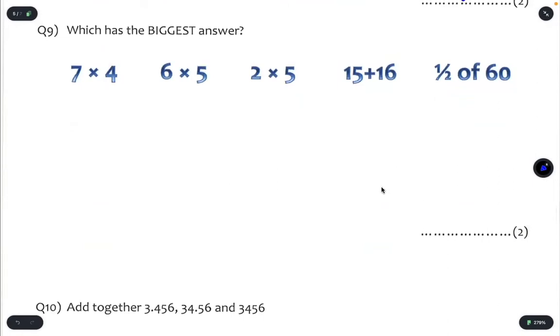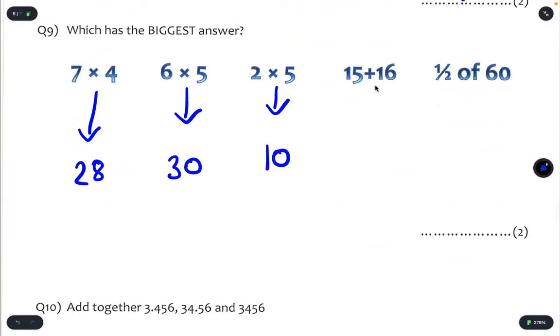Question 9, which has the biggest answer? So 7 times 4 is 28, 6 times 5 is 30, 2 times 5 is 10, 15 add 16 is 31, and half of 60 is 30. So what's the biggest out of all of these? 31. The joint second biggest is the 30 here and the 30 there, but the 31 is the biggest. Because it says which has the biggest answer, we're not just going to write down 31, we're going to write down the sum that gives the biggest answer. So we're going to say 15 add 16.